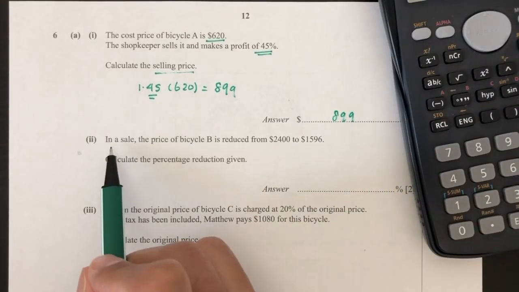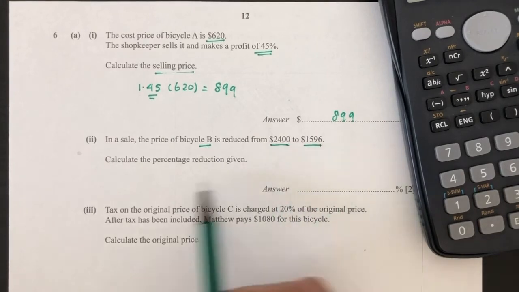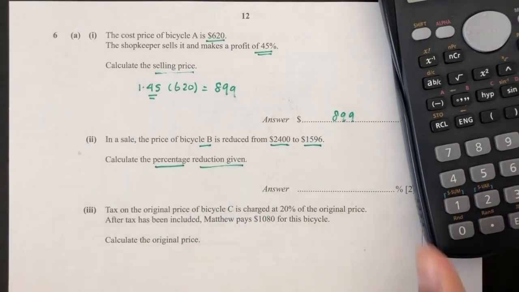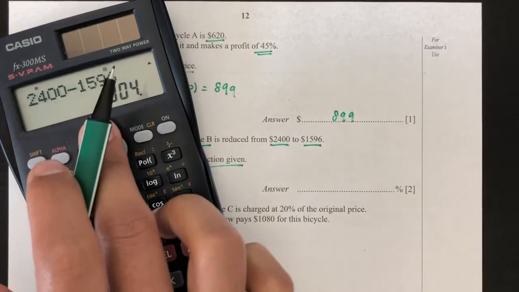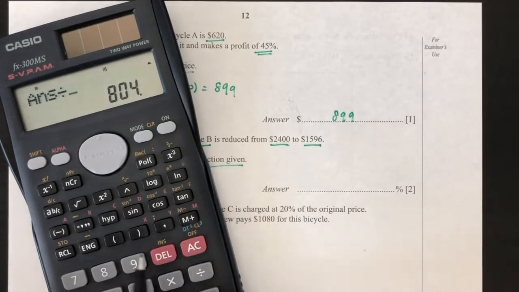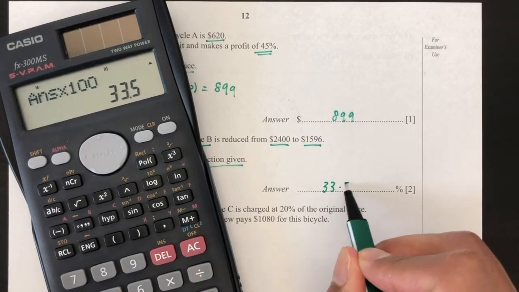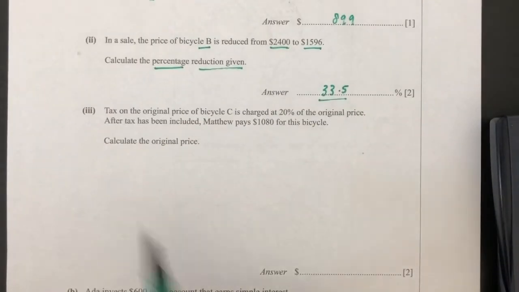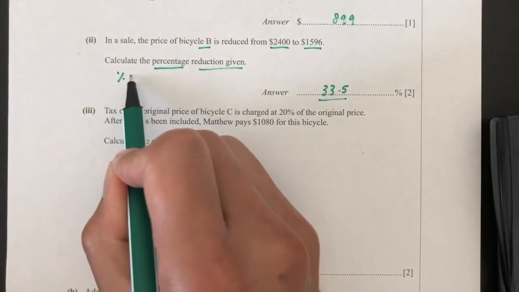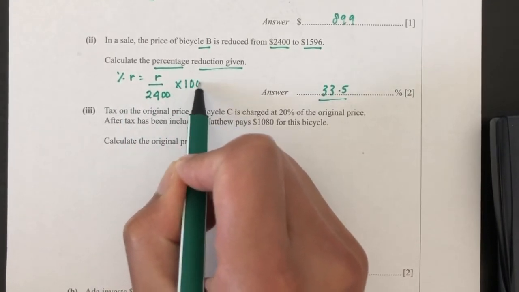Now part 2, in a sale, the price of a bike B is reduced from this to this. Find the percentage reduction. So what is the reduction? Will be this minus this. So 2400 minus 1596, that's the reduction. Divide by initial price 2400 times 100. That will be 33.5% will be the reduction. Percentage reduction. Of course, you have to show your work, so percentage reduction is reduction divided by this times 100.